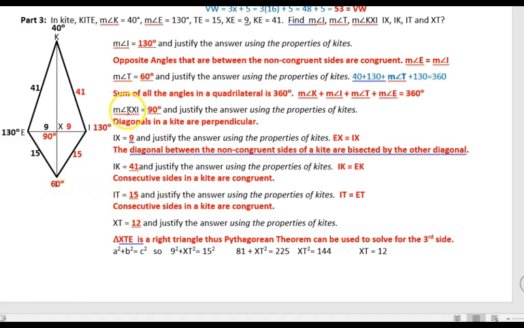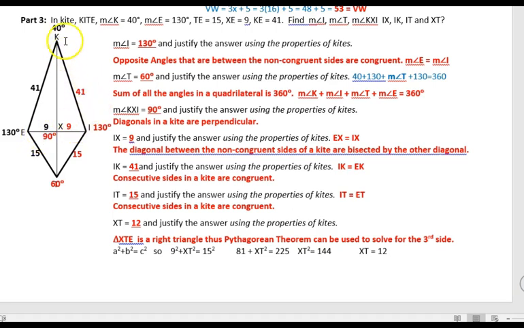All right, then our next one, the measure of angle KXI. Again, KXI is 90 because all of those angles in there are 90 because those two lines are perpendicular. KT and IE are perpendicular. Then this is IX. IX here was 9.